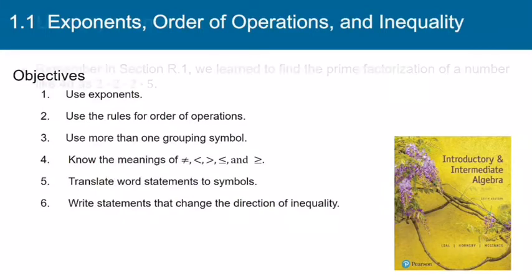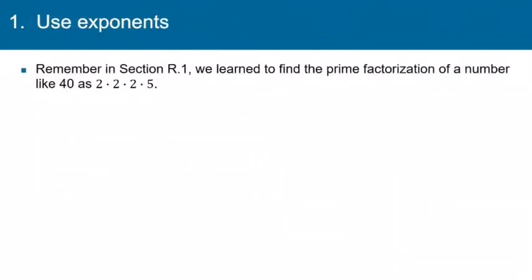Here we go. Now first, let's glance backwards just a little bit. Remember that in the last section we learned how to find the prime factorization of a number like 40, and we would have said something like, well, 40 is 4 times 10, and 4 is 2 times 2, and 10 is 2 times 5. So we would have said 40 is 2 times 2 times 2 times 5.